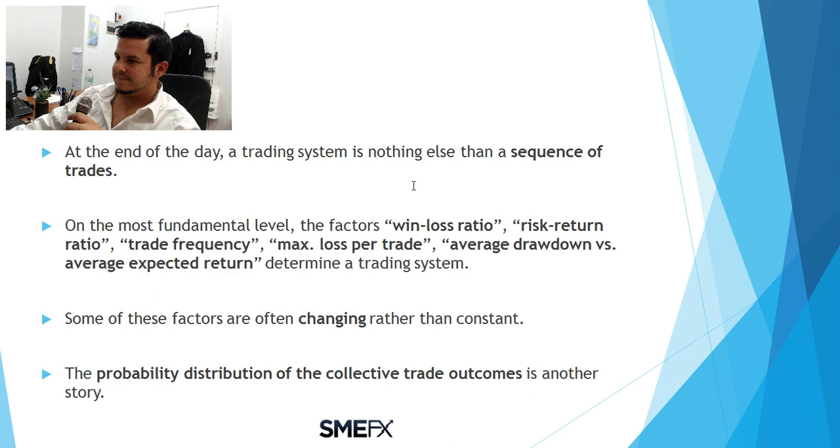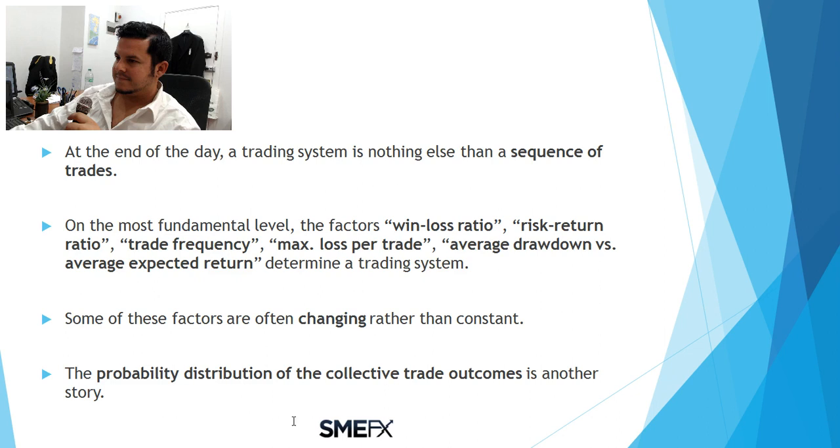Trade frequency. Sometimes the strategy may be able to give a lot of trades in a month. Sometimes it will not. Okay? There are slow months, there are faster months. You need to really remember that those factors change. Okay?